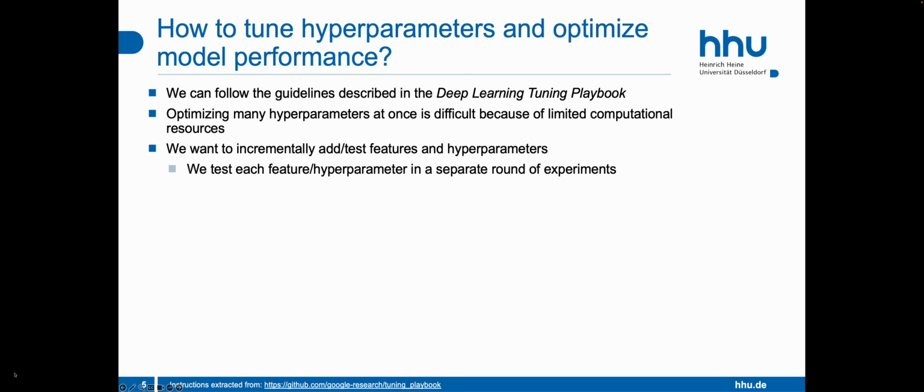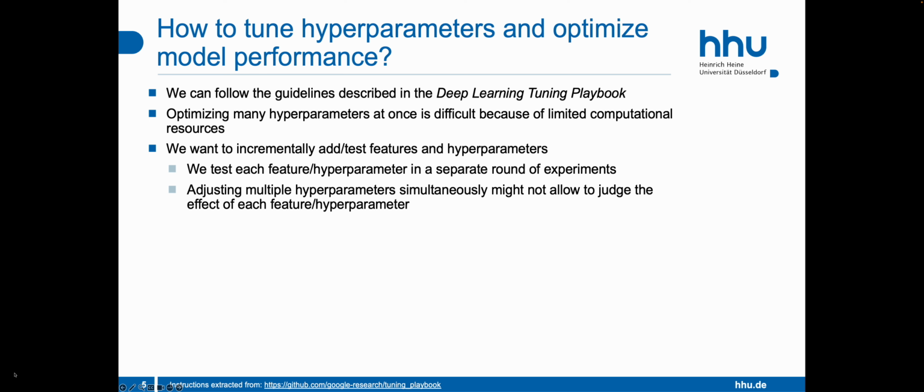One approach is to incrementally add and test features and hyperparameters in multiple rounds of experiments. This means in each round we only try to find the effect of a single feature, or try to find a suitable value for a single feature or hyperparameter, instead of adjusting many hyperparameters simultaneously. If we adjust multiple hyperparameters simultaneously, we may not be able to disentangle the separate effects on the results, and we might not be able to judge how big the effect of adjusting or adding a specific hyperparameter was. On the following slides, we will see what such a round of experiments can look like.